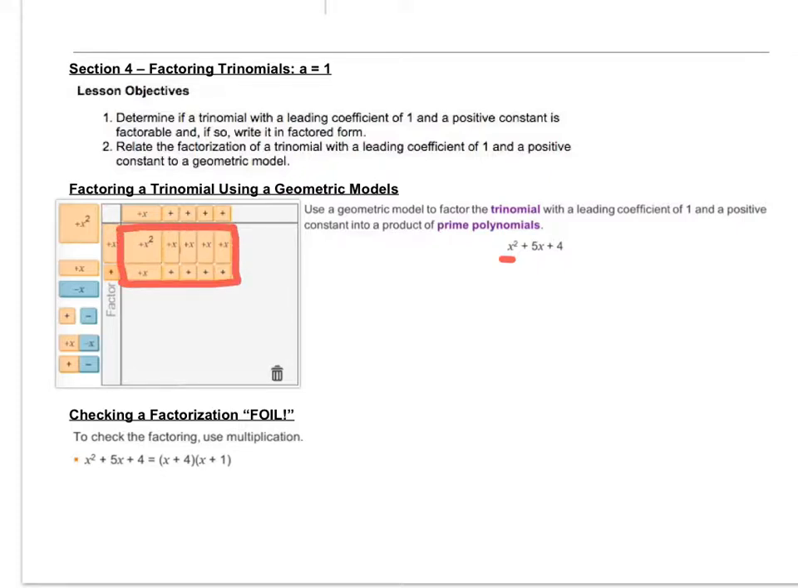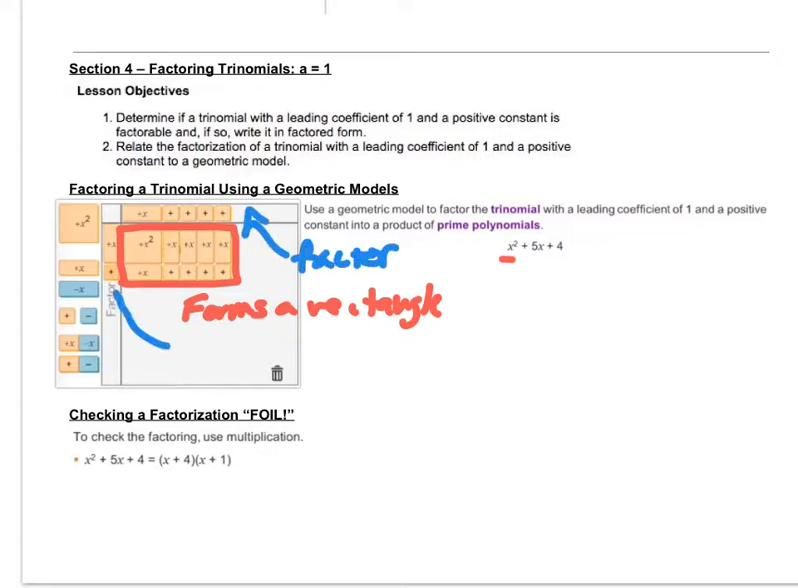Now, the thing that you have to understand is that this part right here is the rectangle. It needs to form a rectangle. So let me write: forms a rectangle. Okay? And then what you end up getting is these factors. And this is a factor, and this right here is another factor, okay?